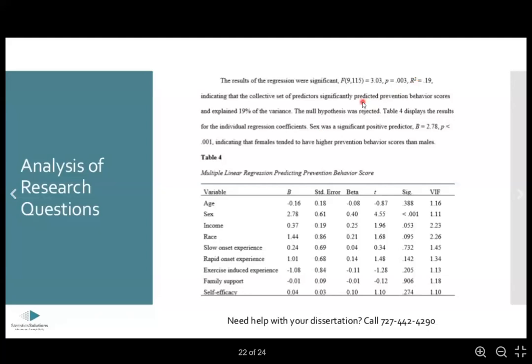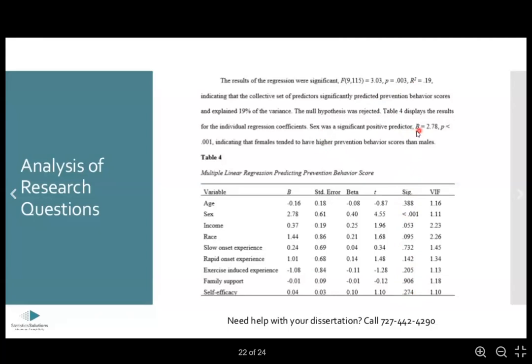So in this case, let's take a look at our significance level. So this is our P column. We see that there's one value that is significant at a level of 0.05. So this is less than 0.05. So for that reason, they concluded that sex was a significant positive predictor. And they're providing the relevant information here.